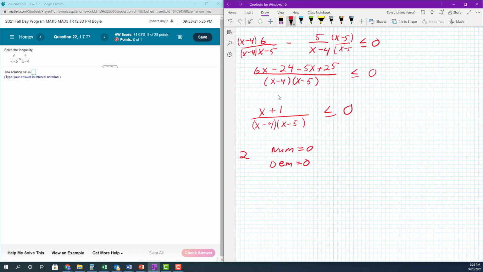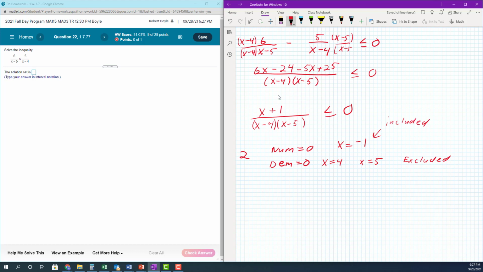Because when the denominator is equal to 0, this expression is undefined, and when the numerator equals 0, this thing satisfies the corresponding equality, and they will define our intervals. And that occurs when x is equal to -1, and then the denominator equals 0 when x is equal to 4 and x is equal to 5. As a consequence, these two cannot be part of the solution. These will always have to be excluded. Since we're dealing with a non-strict inequality, this value will always be included.